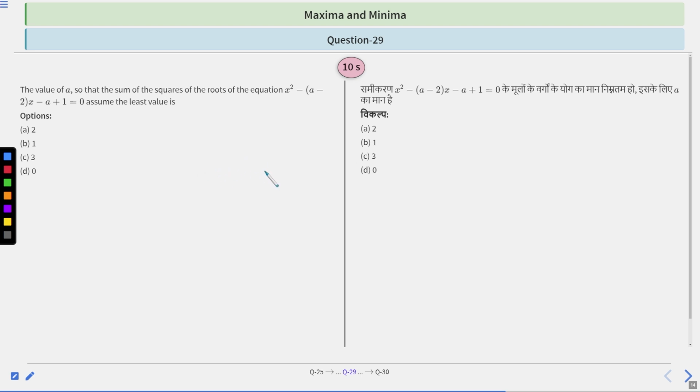Or you can calculate alpha square plus beta square by using alpha plus beta and alpha beta, and that will be in terms of a. So suppose you will have a function f(a) in terms of a, then you will find the critical points, that is f dash a equal to 0, and at each critical point you will check whether the function f(a) is minimum or maximum by calculating f double dash a, right? So in this way you can approach this question. You have 10 seconds to solve this question. After 10 seconds we'll discuss the solution.